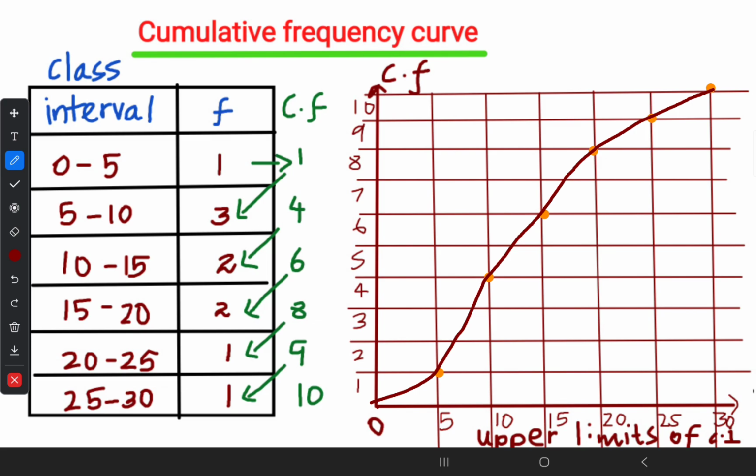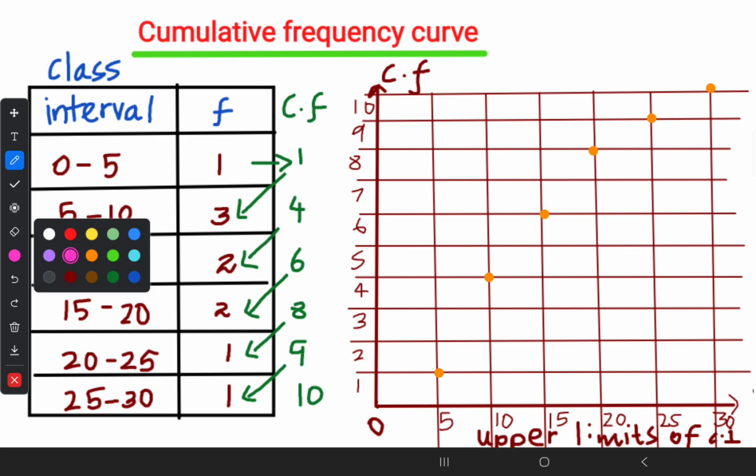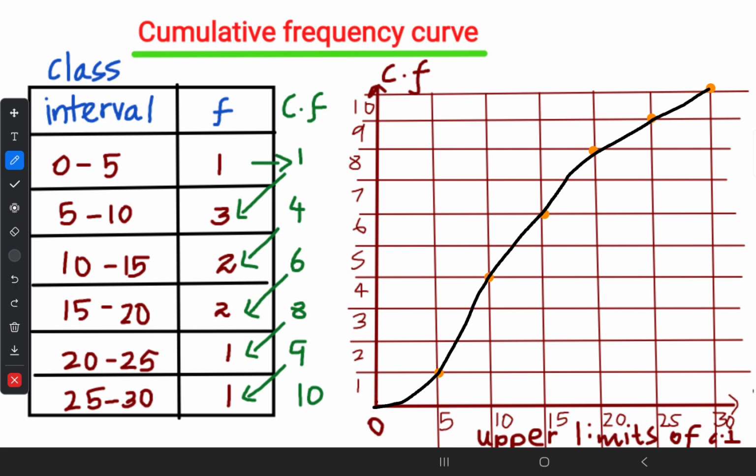In the horizontal axis, upper limits of class intervals; in the vertical axis, cumulative frequencies. Do not connect them as straight lines like this. That is incorrect. Somehow it should be a curvature. This is fine. Thereafter, by using this, we are going to analyze the first quartile, second quartile, third quartile, and interquartile range. That's what we are going to analyze from this curve.